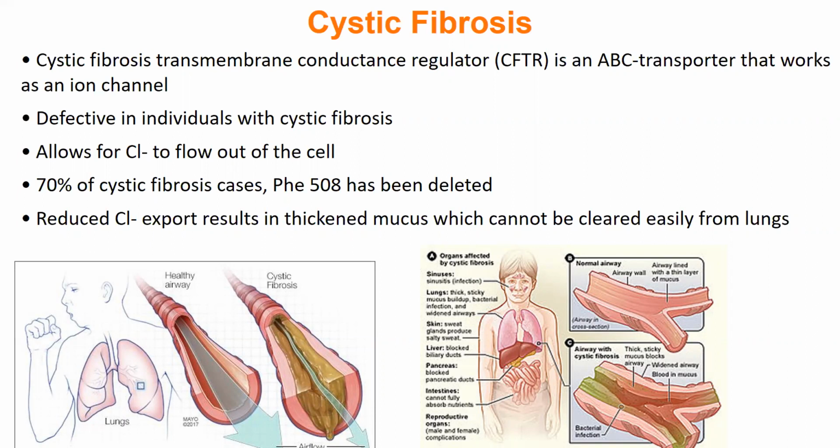On the middle picture there, those are some symptoms. So sinuses, lungs, you have infections, and then a bunch of other complications, all due to one amino acid being deleted in an ABC transporter. That's it. That's all it takes.